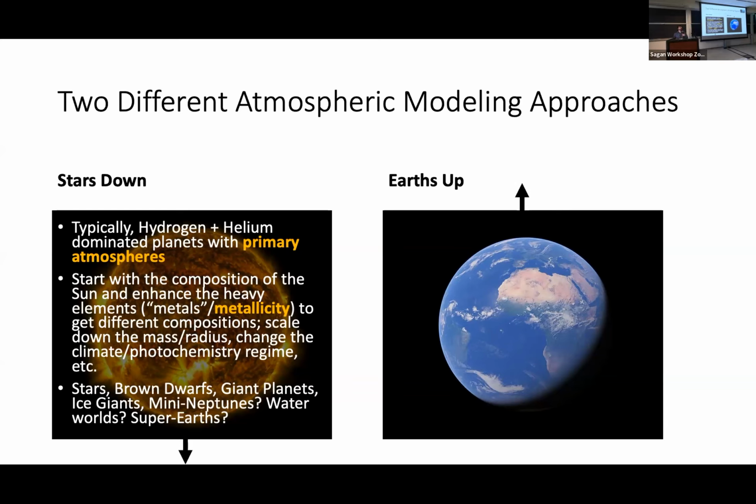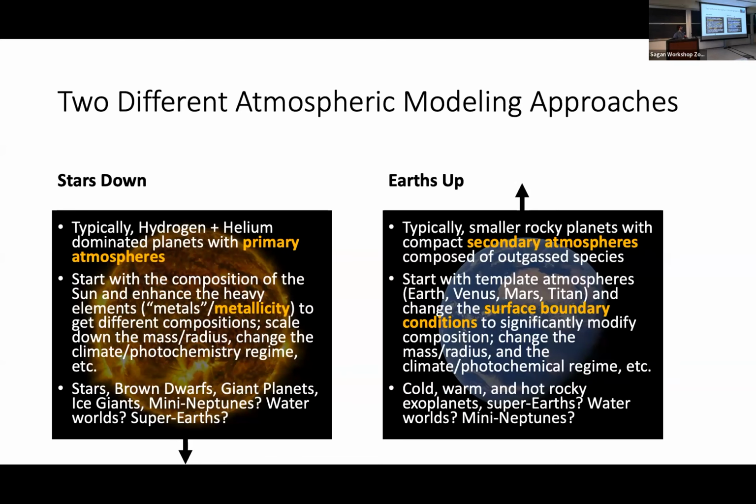They have been used, but there are still so many open questions about these types of atmospheres and planets where we don't have analogs in the solar system. On the Earth's up side of this diagram, we're typically thinking about smaller rocky planets composed of secondary outgassed atmospheres with heavier gases like CO2 and nitrogen.